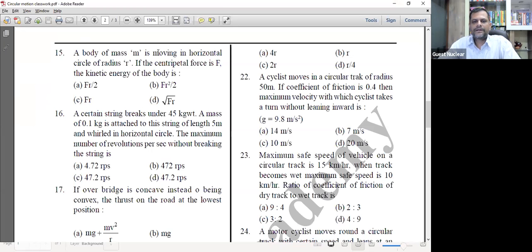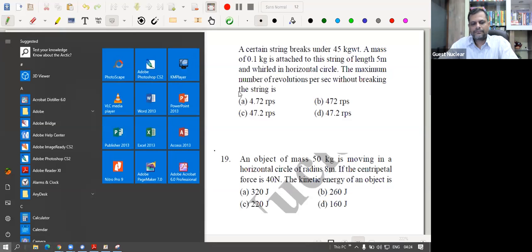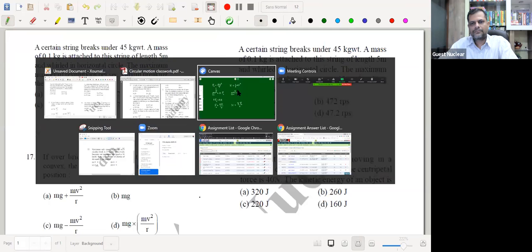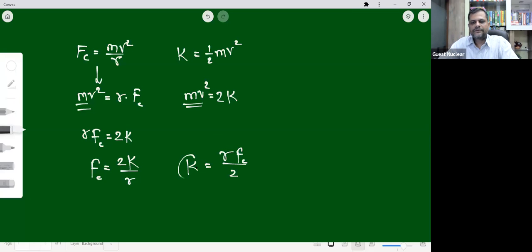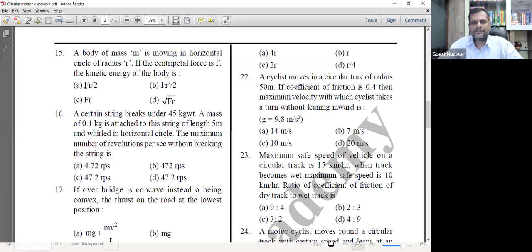A body of mass m is revolving in a horizontal circle of radius r. If its centripetal force is F, then the kinetic energy of the body is equal to, so we have to find the kinetic energy, correct? What did we just see? We just saw that the kinetic energy of the body is always equal to r times Fc upon 2, correct? So if we use it here, then we can easily get r times Fc, that is rF upon 2. This will actually be the correct option.